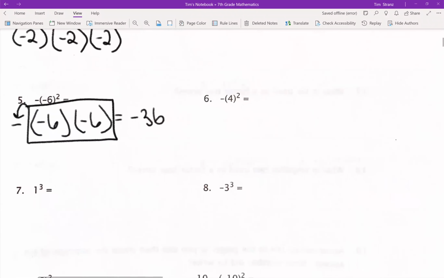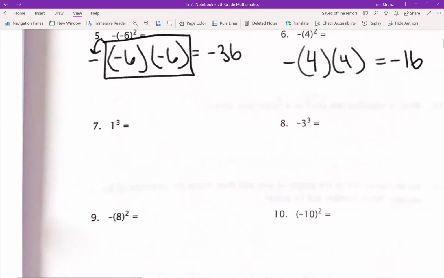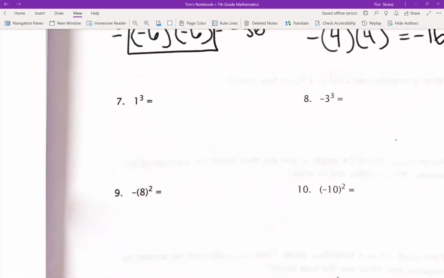Okay, number 6, you got negative, and then in parentheses, 4 squared. So it's going to be, again, 4 times 4, but you have that negative out there. Okay, so 4 times 4 is 16, but that negative is going to cause it to be -16. Okay, number 7, 1 to the third power. That one's a little bit easier, just 1 times 1 times 1, which we know is 1.